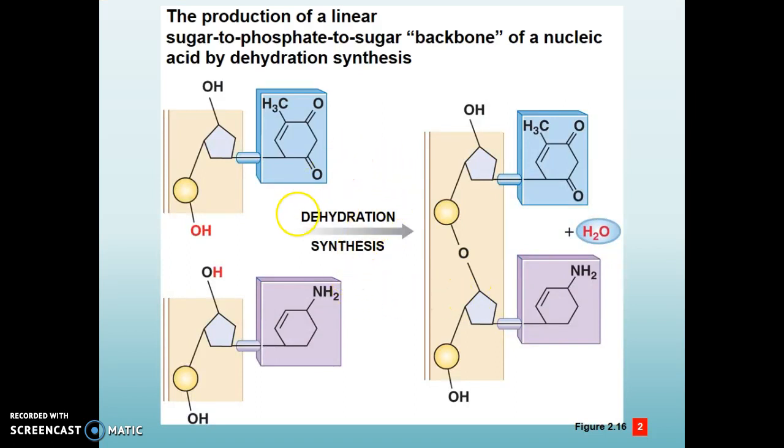So this is just representing the fact that the DNA is built by dehydration synthesis. So we take out a water in order to join two nucleotides together. Here's the phosphate group, the sugar, phosphate, sugar. So this is one nucleotide here with the phosphate, a sugar, and the nitrogen-containing base.